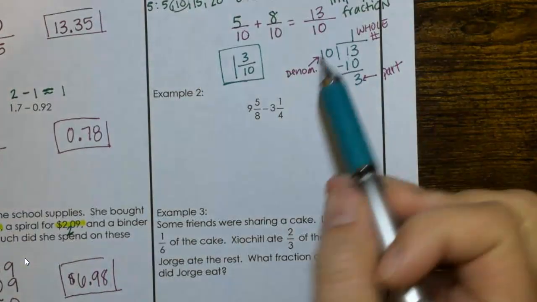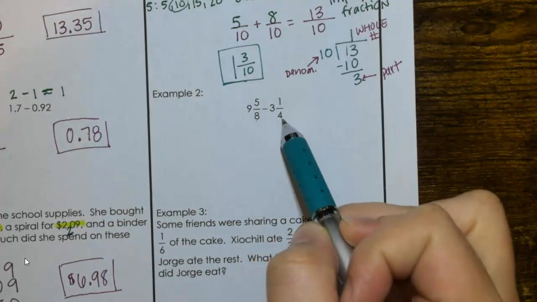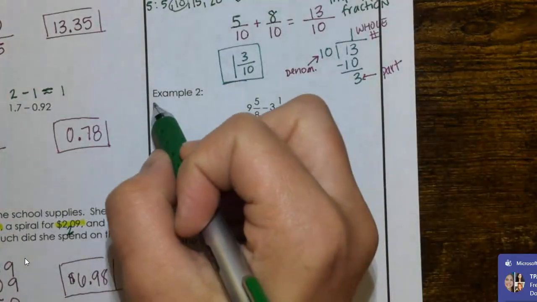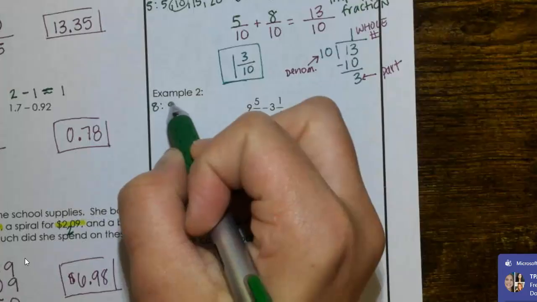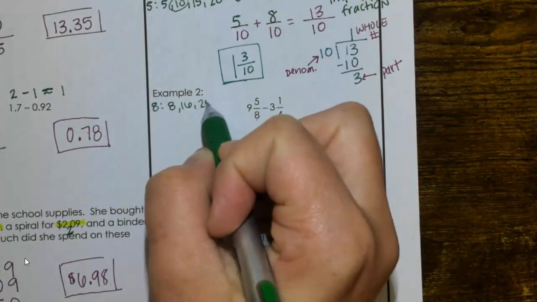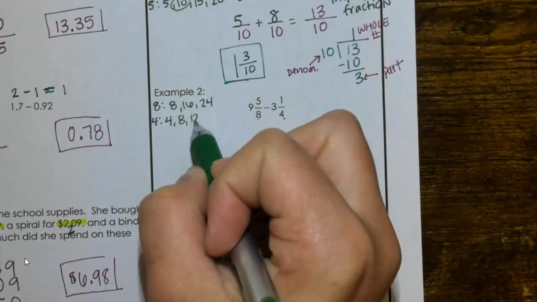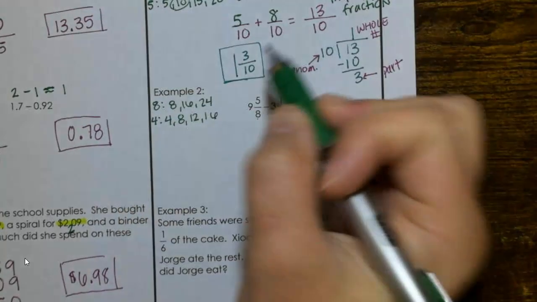So I have an 8 and a 4. What number can I get both of those to? What is the least common multiple? If I need to write it out again, I can. I have 8, 16, 24, and 4 gives me 4, 8, 12, 16. Oh, right there, I see my smallest common denominator is an 8.